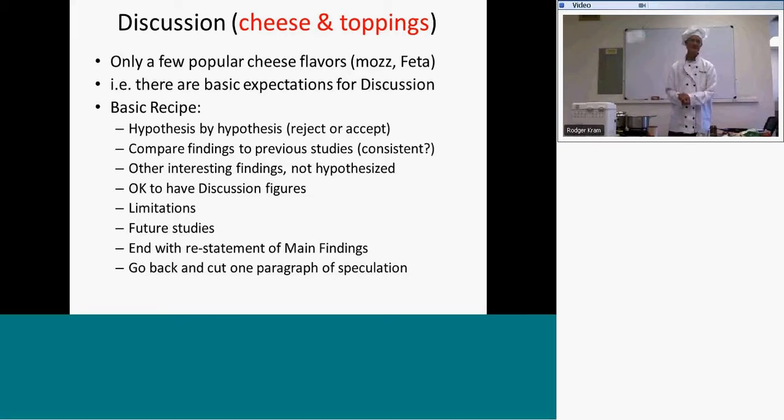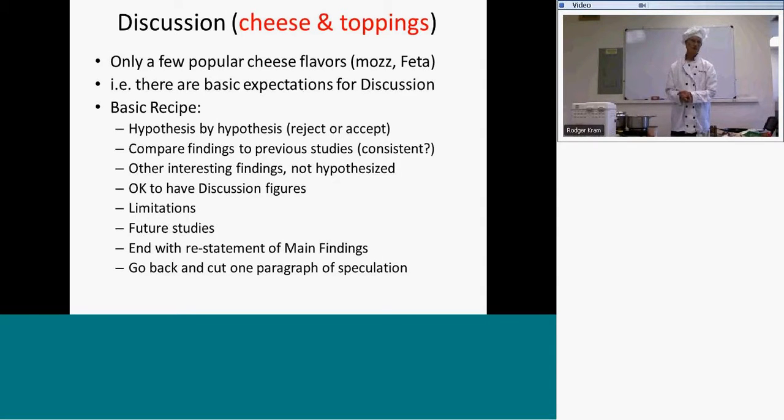And finally, end with a restatement of your main findings, because people are not going to read your paper word for word linearly through the entire thing. They're going to skim. They're going to look for the hypotheses, look for whether or not you accepted or rejected your hypotheses, and then look for what your main findings or your conclusions are.